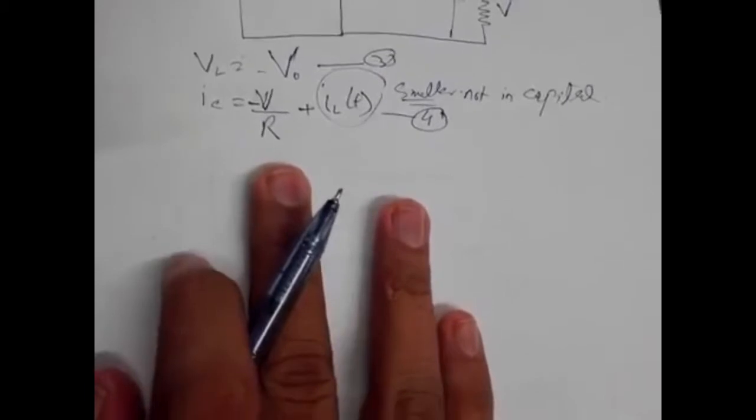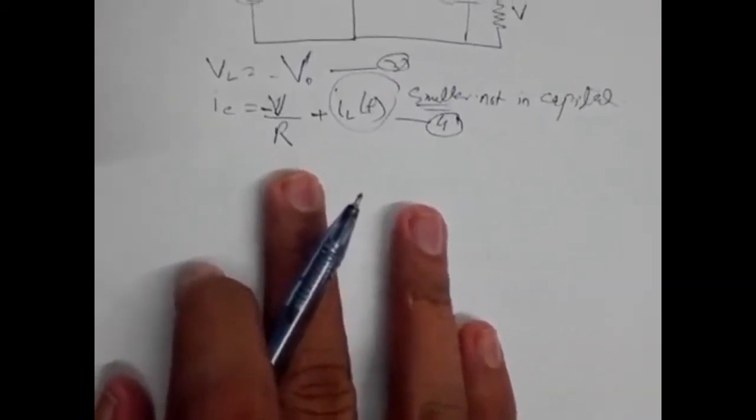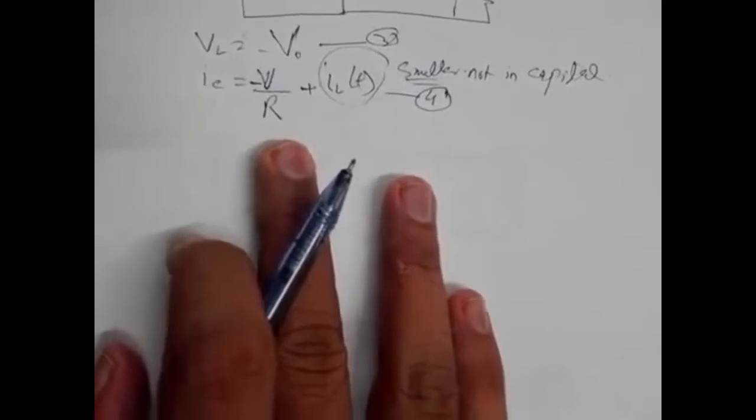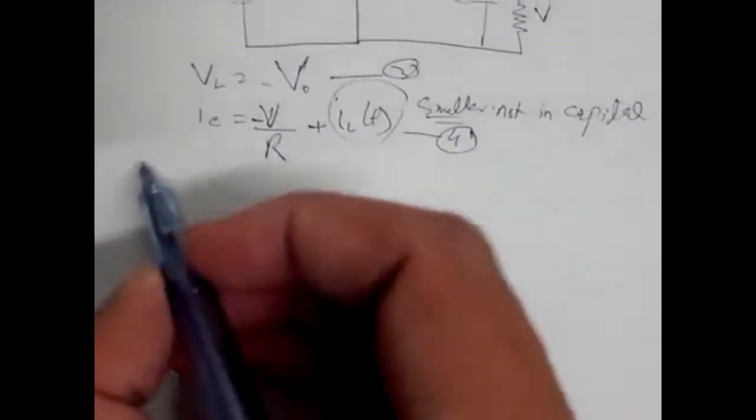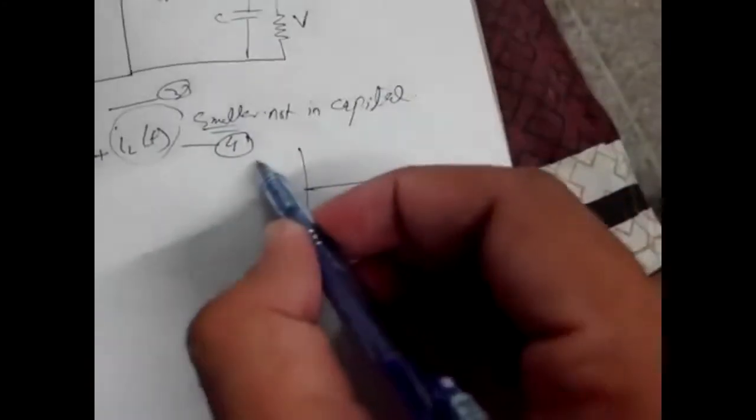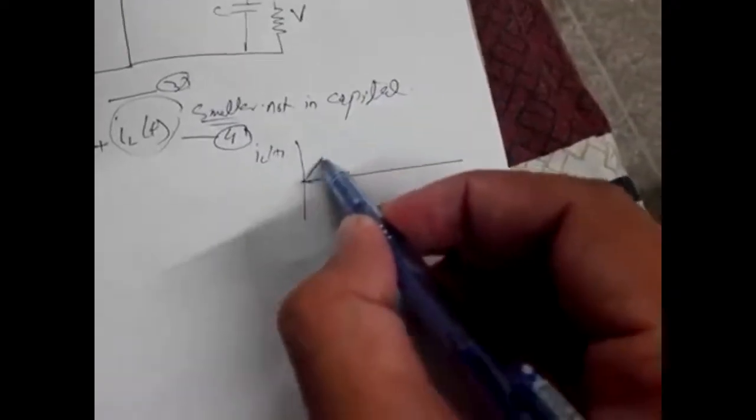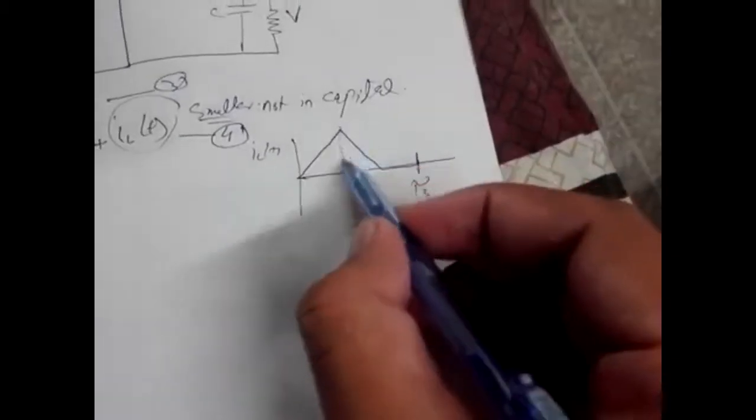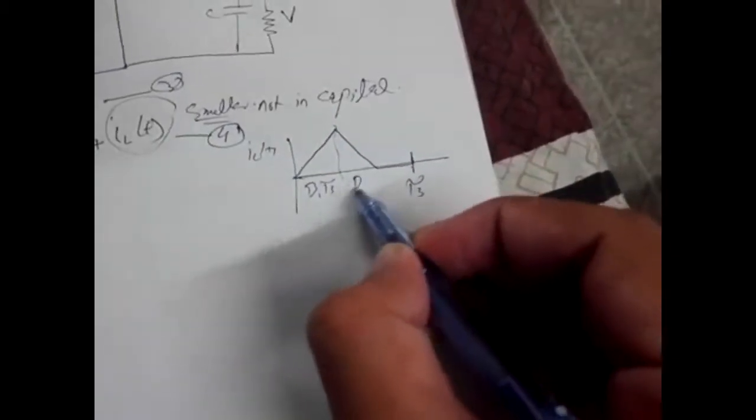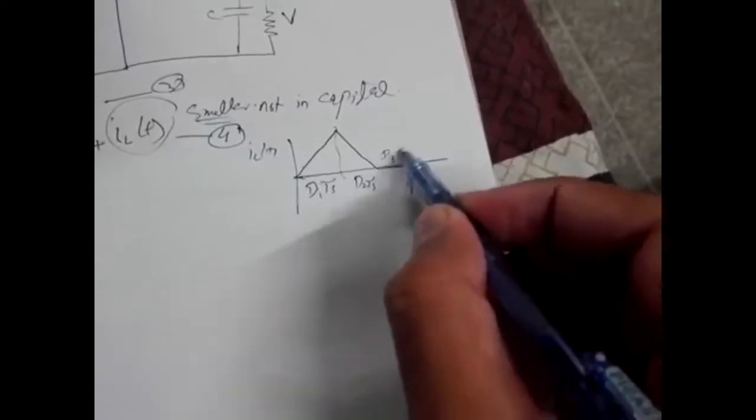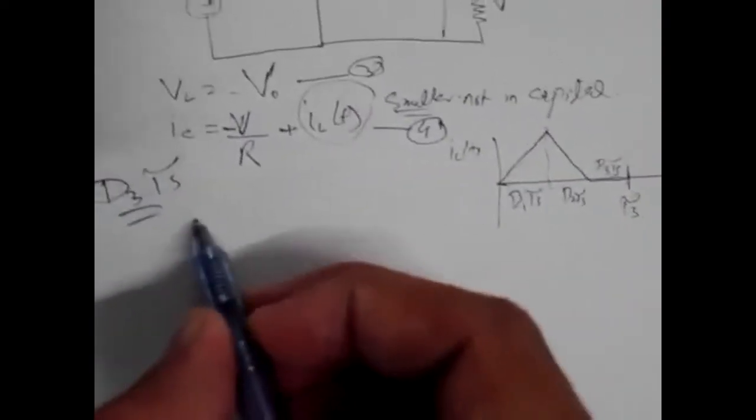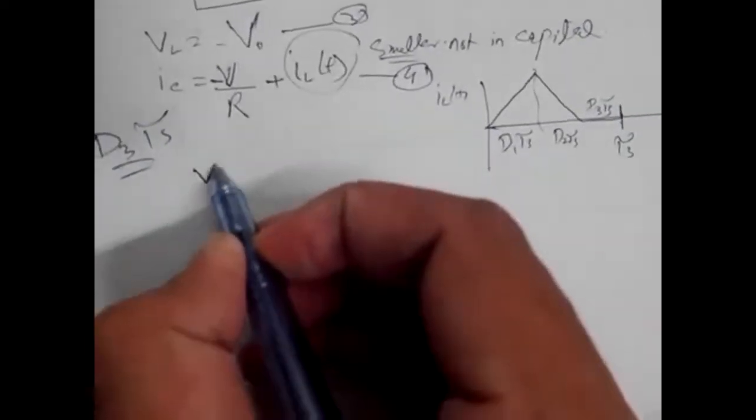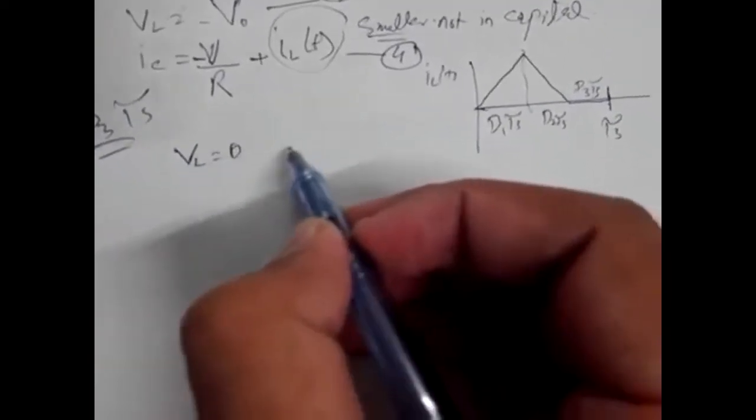So now apply, and the third also. Second, for D3Ts, as we know that in inductor current ripple iL for DCM it is such like this. This is D1Ts, this is D2Ts, this is D3Ts. So now for D3Ts, as we know that the voltage across the inductor is equal to 0, so the current will also be equal to 0.